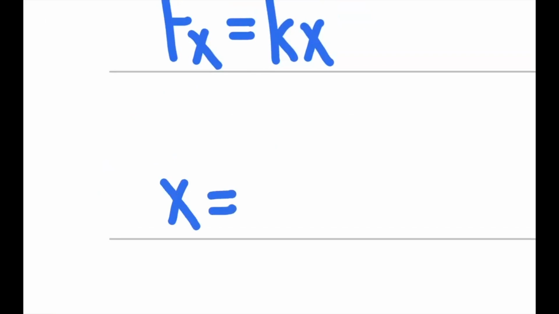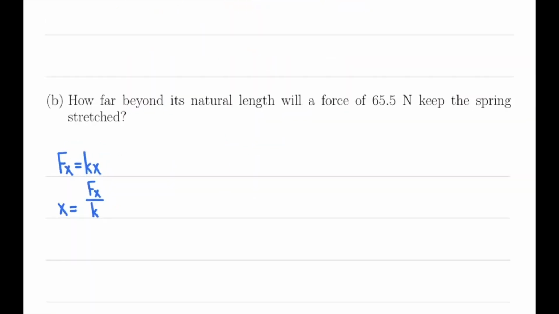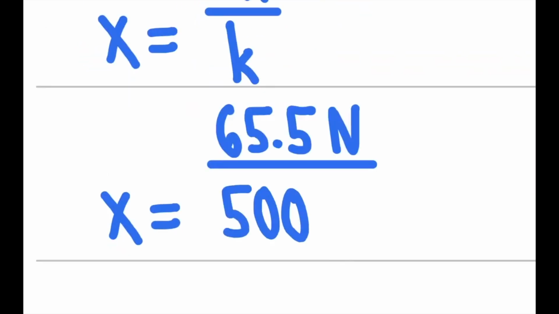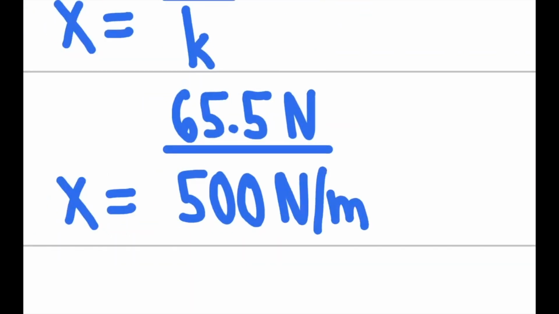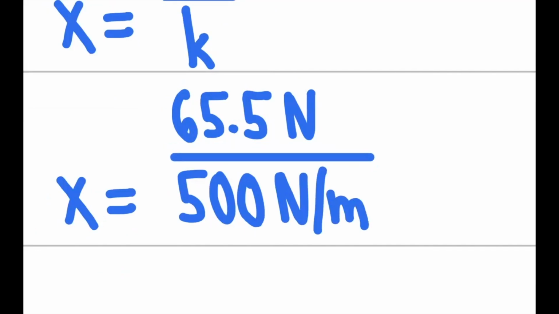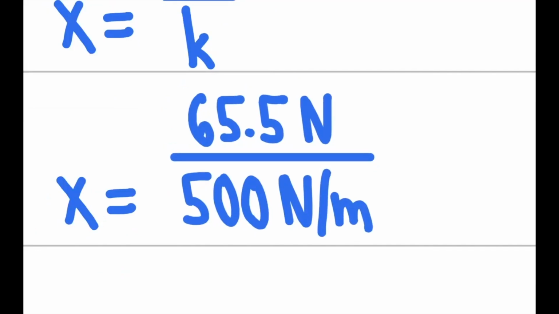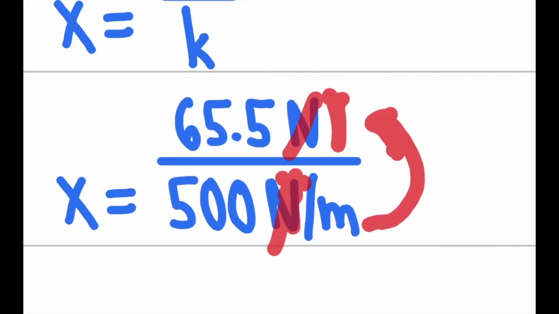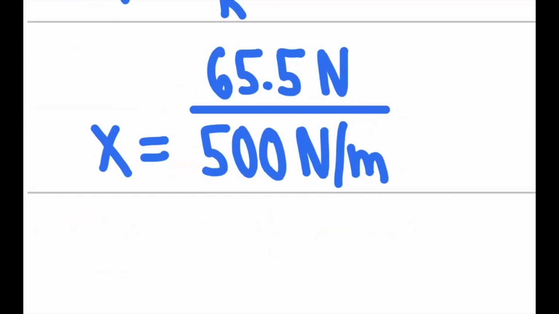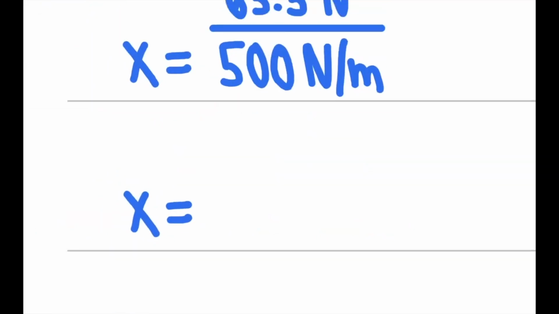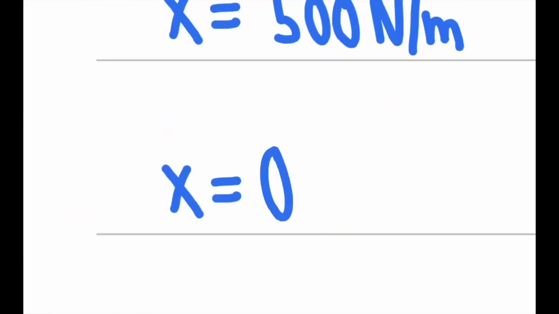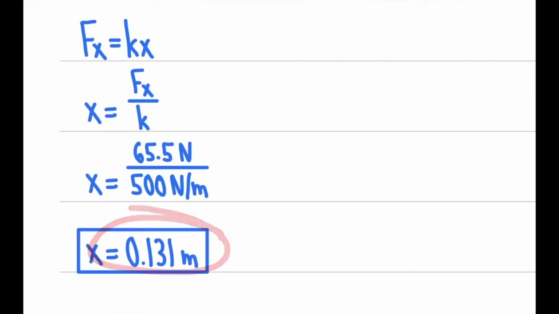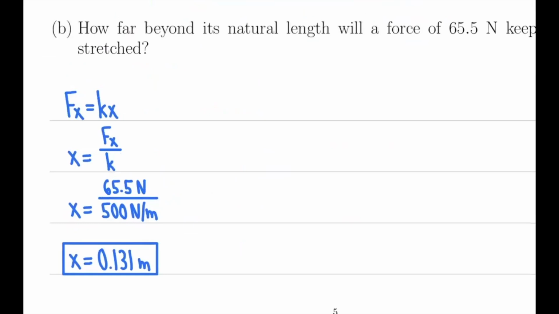So you just have to divide both sides by k. So F sub x is 65.5 newtons. And then k, we know from part A, is 500 newtons per meter. It is satisfying to watch the units check out. The newtons cancel, and then we have 1 divided by 1 over meters, so it just becomes meters. So that's exactly what displacement is measured in. So if you put this in your calculator, you get 0.131 meters. You could also say 13.1 centimeters since the problem's in centimeters.